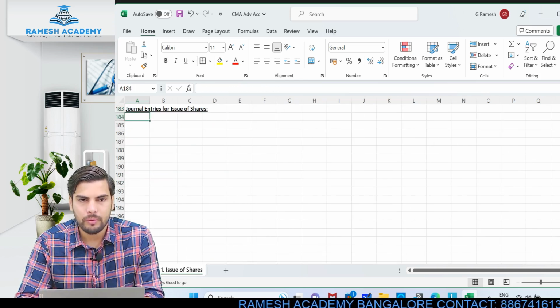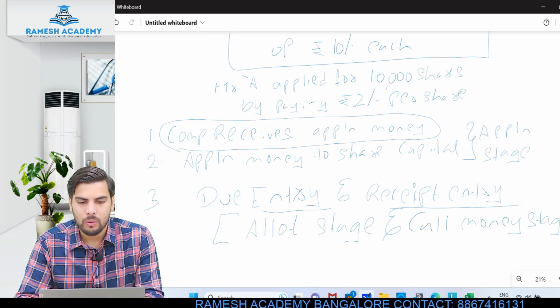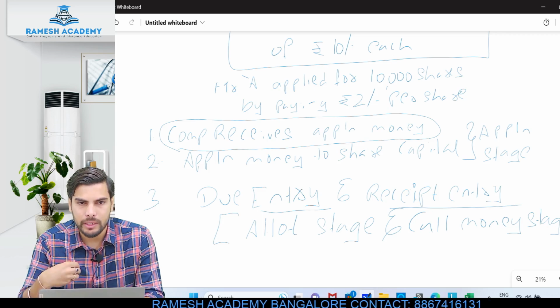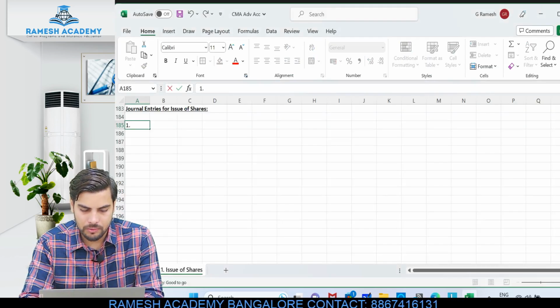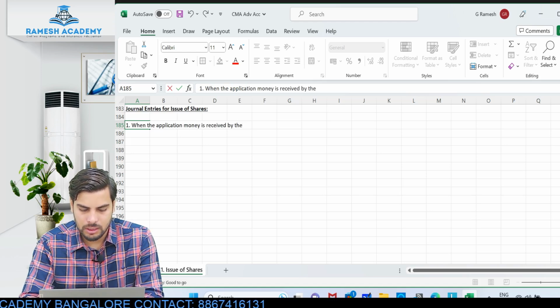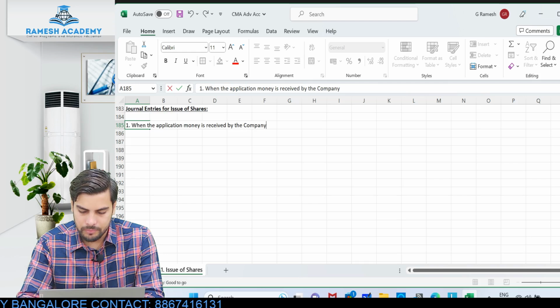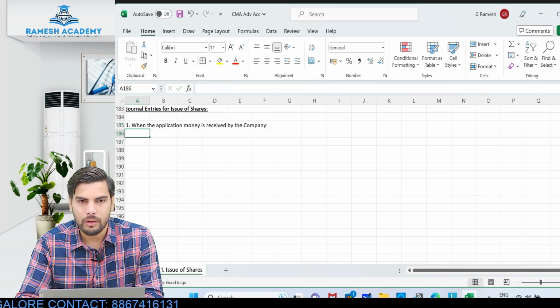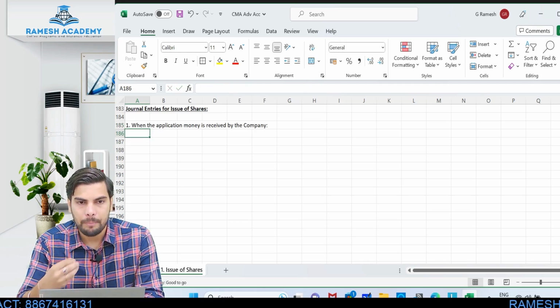So the first entry will be what? You remember this? What would be the first transaction? The company receives the application money. So the first transaction would be when the application money is received by the company. Always remember, you need to pass the journal entry from the point of view of the company, and not from the point of view of the shareholder.